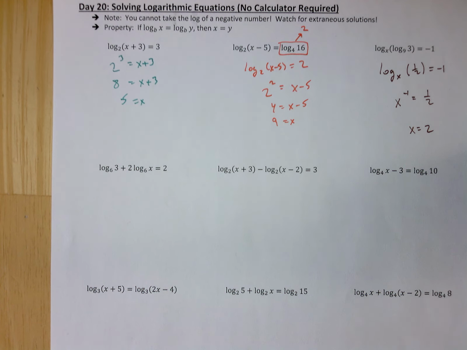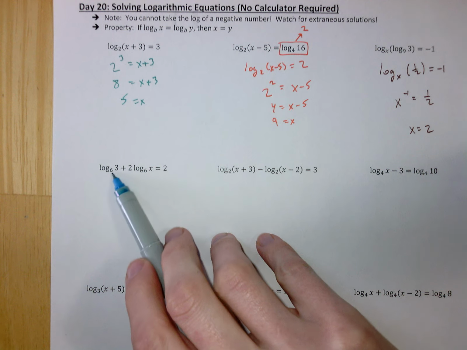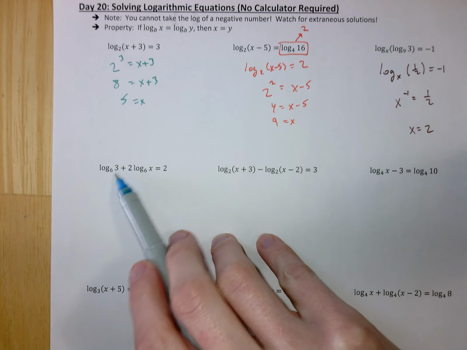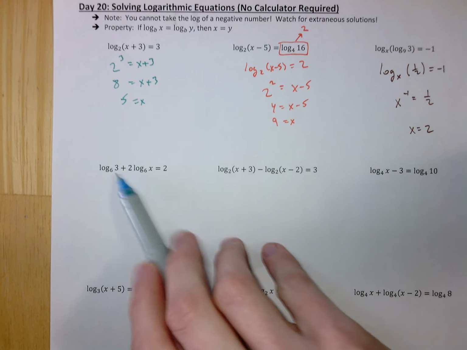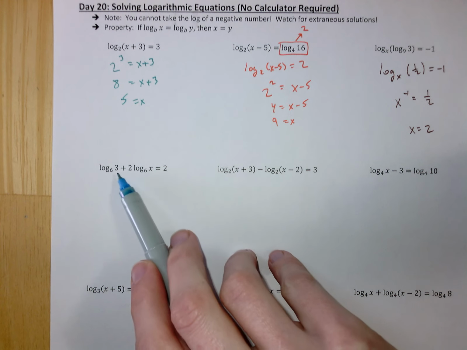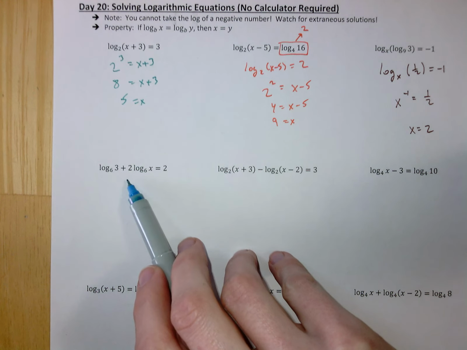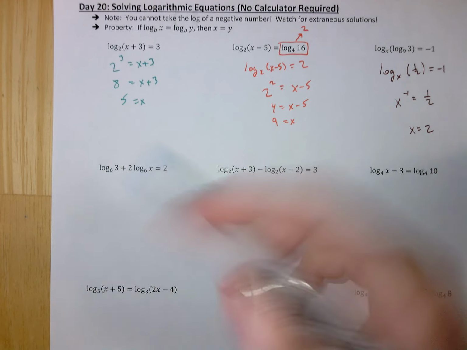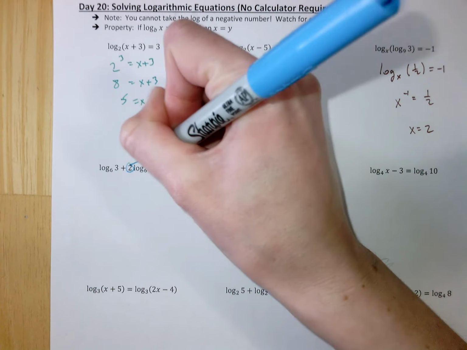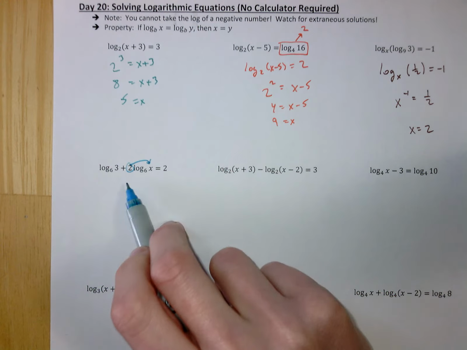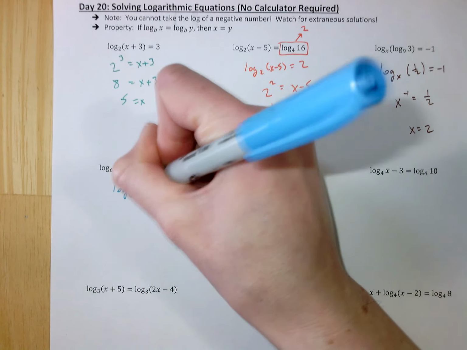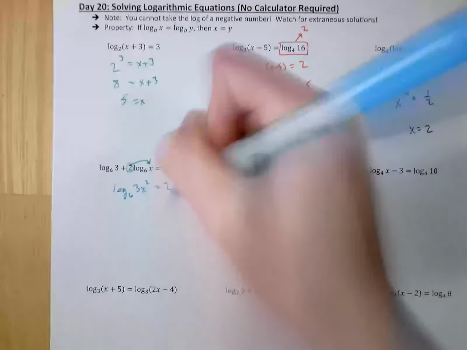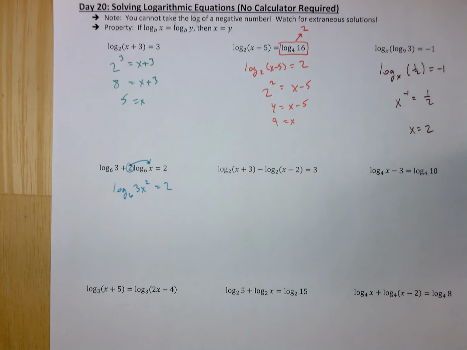Okay, let's take a look at this next one. We've got a couple of logs going on here, and I'm looking at this and saying, log base 6 of 3, 6 to what power equals 3? That's not going to work. But these guys have the same base, so I am going to use my product property to combine these back together. I'm going to take this 2, bring it up on the x, and then combine these two logs together. So it's going to be log base 6 of 3x squared equals 2.